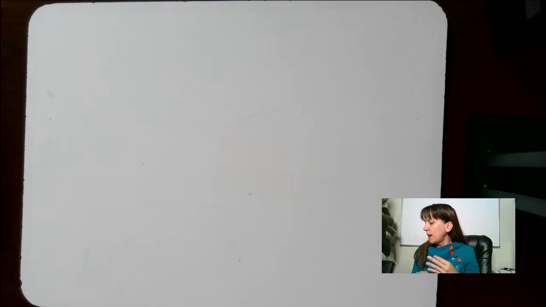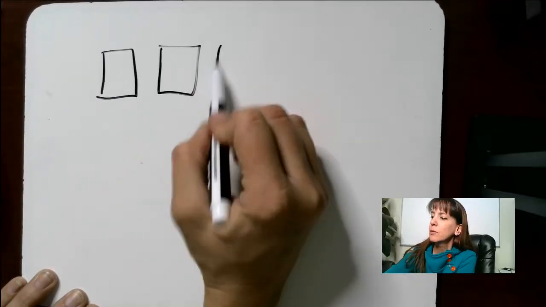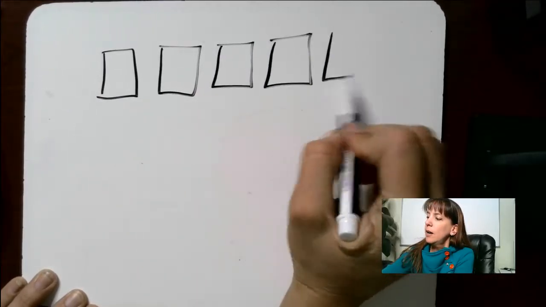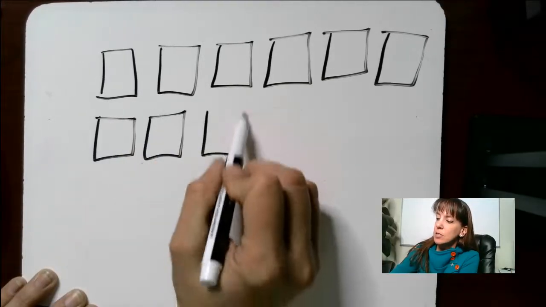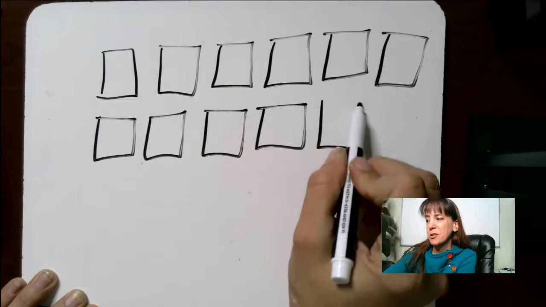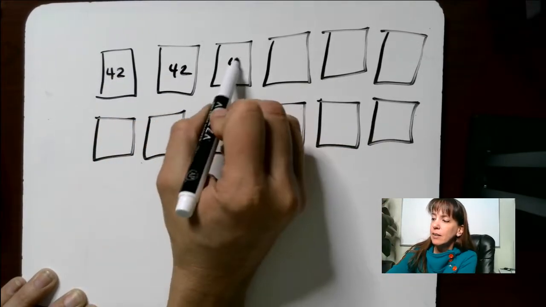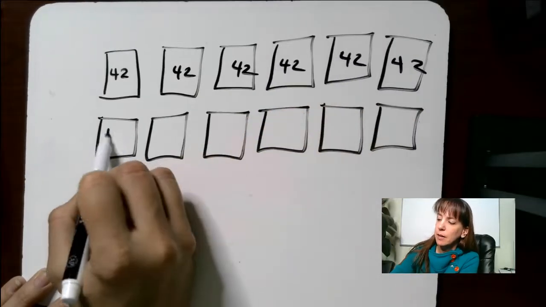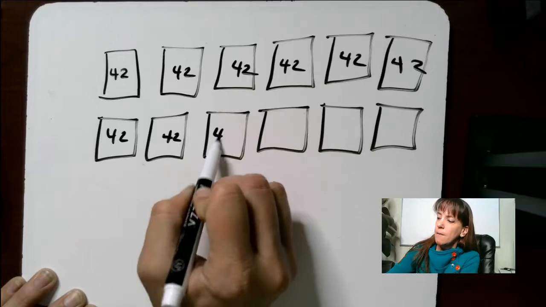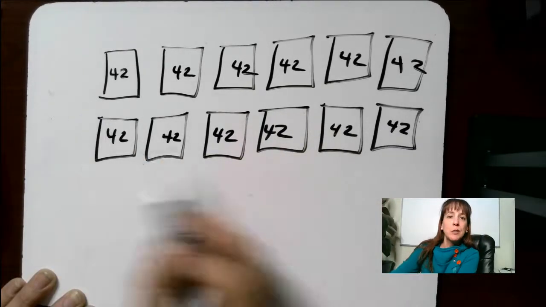42 students can ride on each bus. If there are 12 buses, how many students can ride to the game? So we got 1, 2, 3, 4, 5, and 6. There's 6 buses, and then we've got 6 more to give us a total of 12 buses. You don't have to draw this out every time. But if 42 students can ride on each bus, right? 42, 42, 42, you get the idea, right? We're going to do 42 12 times.